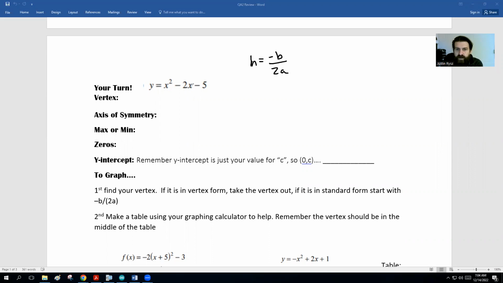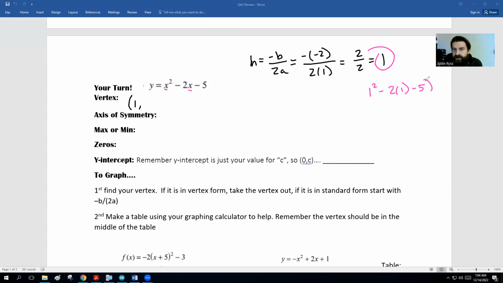So we got negative, our b is negative 2, and 2 times our a is 1. That's the number in front. All right, so that's a positive 2 over 2, so the h is 1. Then our k, we're going to take this number here. We're going to replace all the x's with that. So what is 1 squared minus 2 times 1 minus 5?